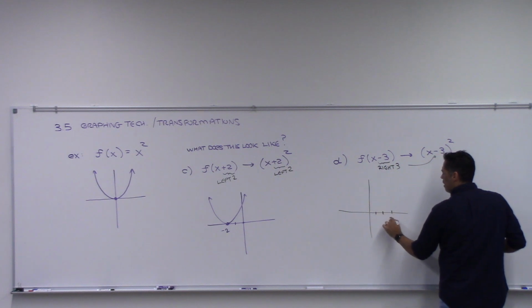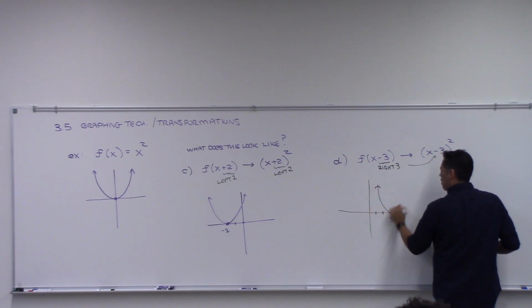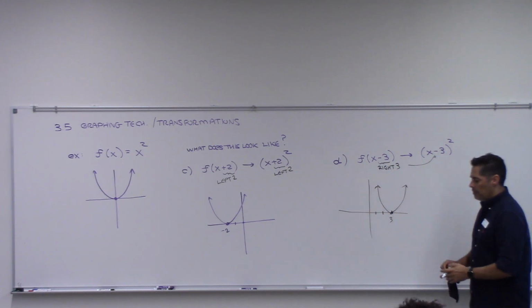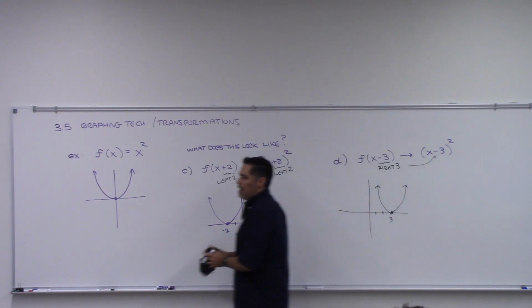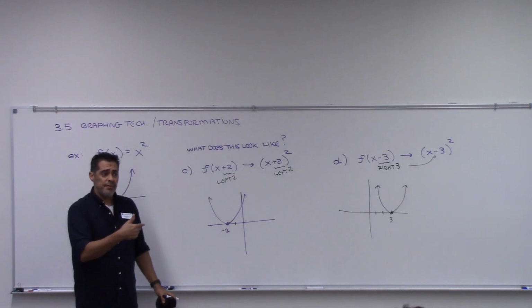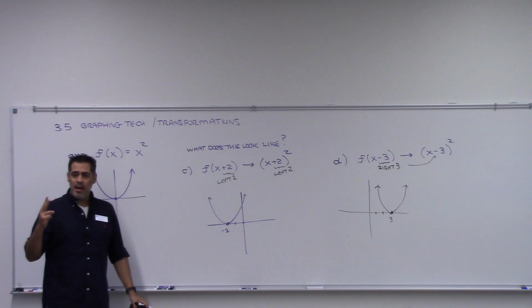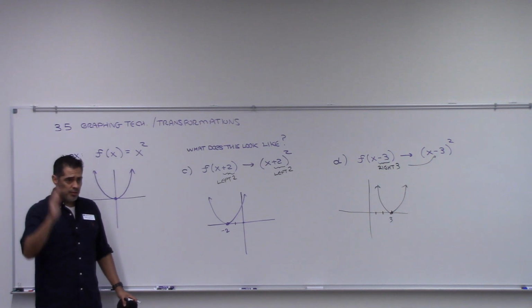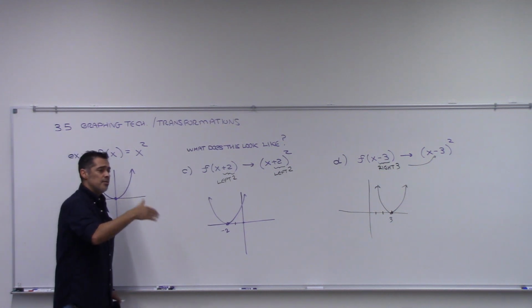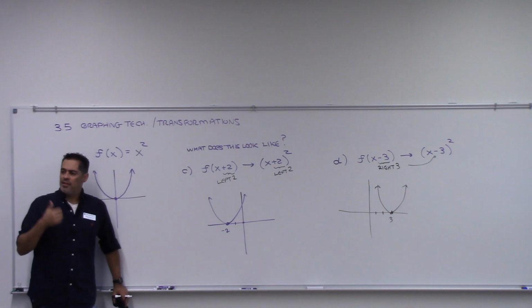1, 2, 3. There we go. Okay, these are called horizontal shifts. The first two we talked about, the up and down, are called vertical shifts. These are horizontal shifts. Vertical shifts are exactly what you would think.